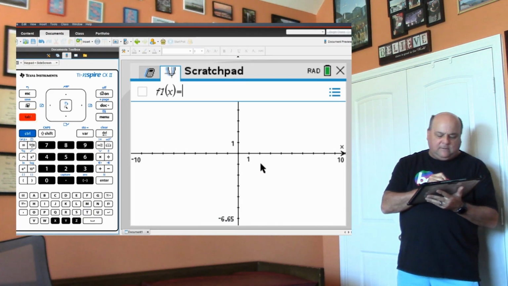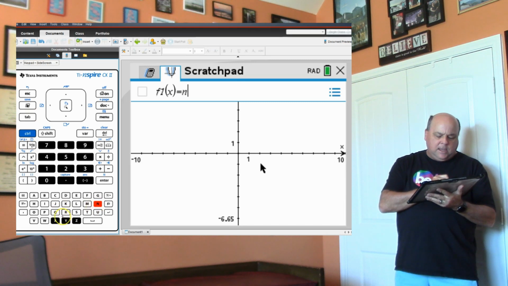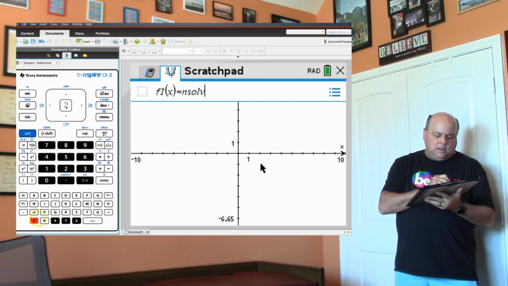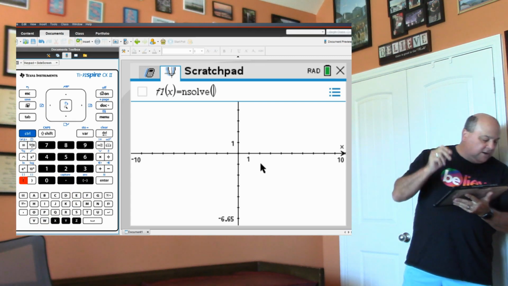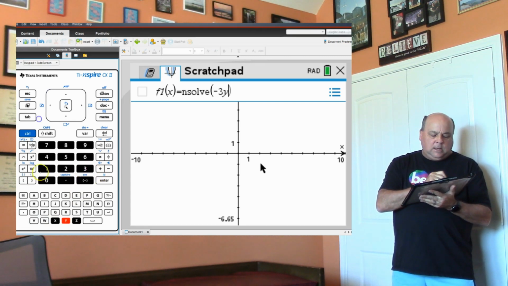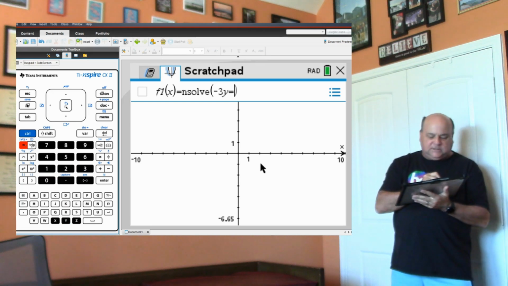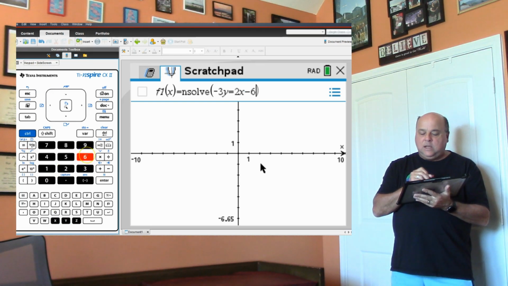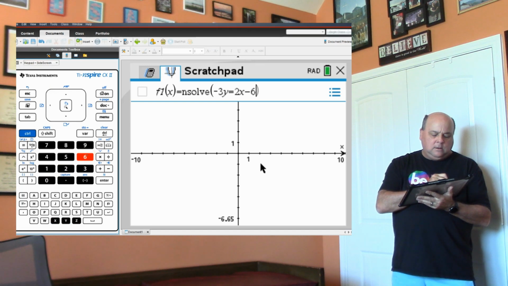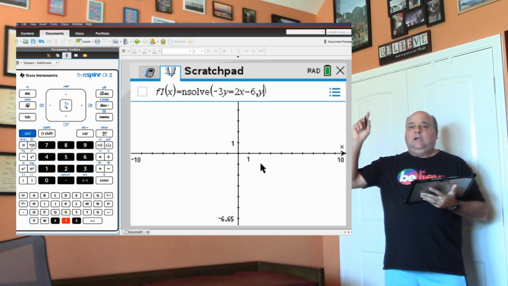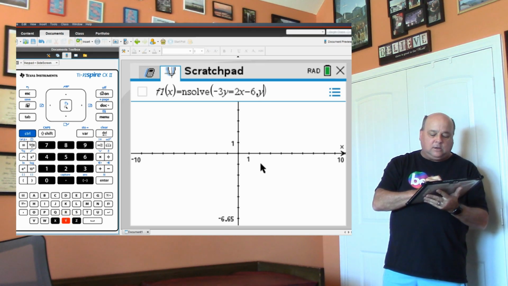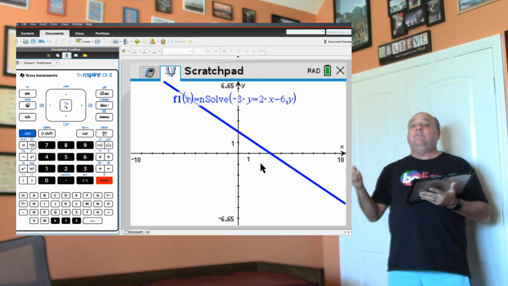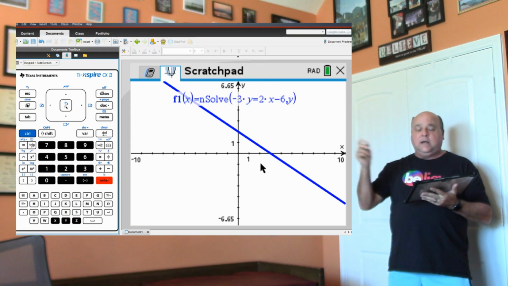Now I'm going to type in nsolve. So N S O L V E. I typed in nsolve, parentheses, and then -3y equals 2x minus 6, and then comma y. If you can't do this, the more you use the calculator, the better you get. Just keep using this calculator. Hit enter. Notice this line does not have a positive slope. It has a negative slope. We're going to hit Control T.